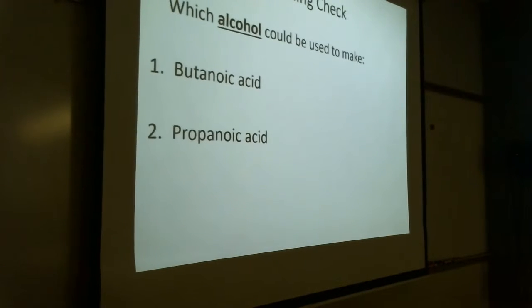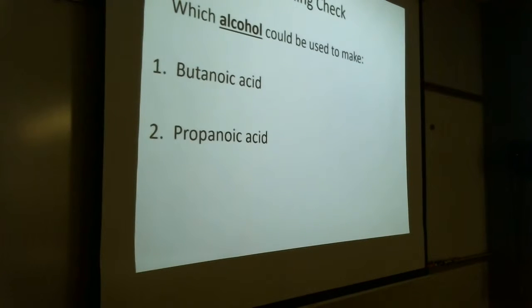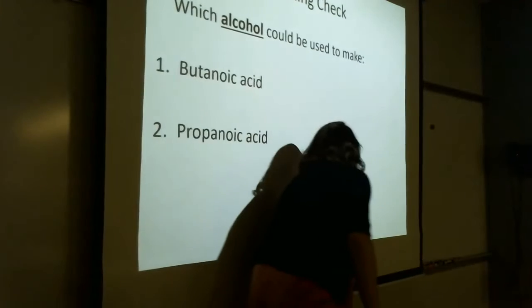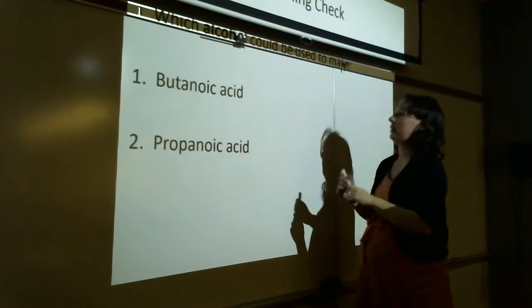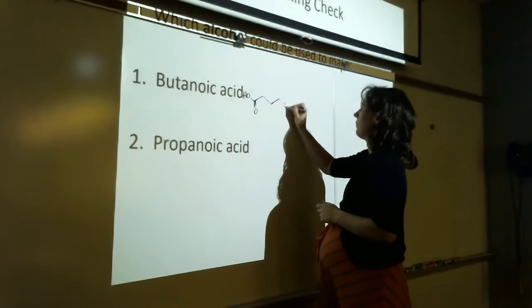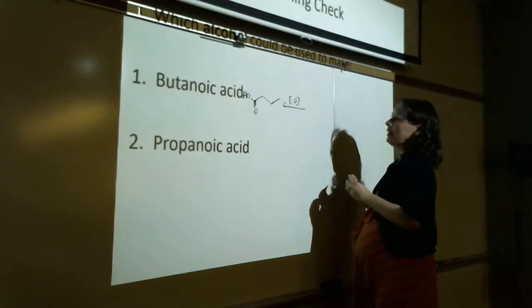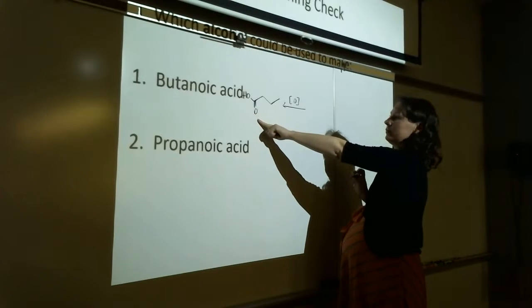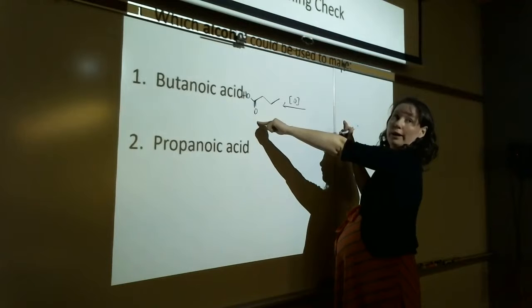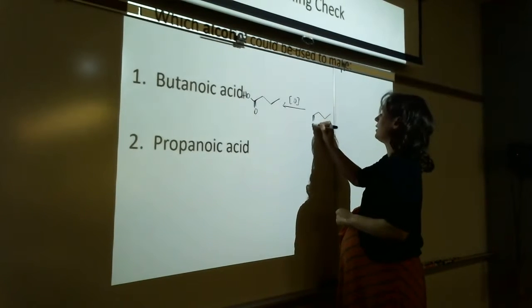So for instance, if I wanted to make butanoic acid, what alcohol should I use? Not what aldehyde, what alcohol. Taking it back 2 steps. If I'm trying to make butanoic acid, what alcohol should I begin with? So let's work backwards. If I want to make butanoic acid, let's draw it out. 1, 2, 3, 4. What aldehyde did butanoic acid come from? What got oxidized to give me this carboxylic acid? Butanal, right? 1, 2, 3, 4. Right? That's butanal.